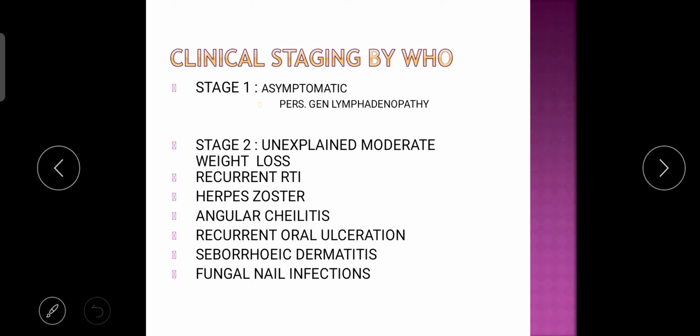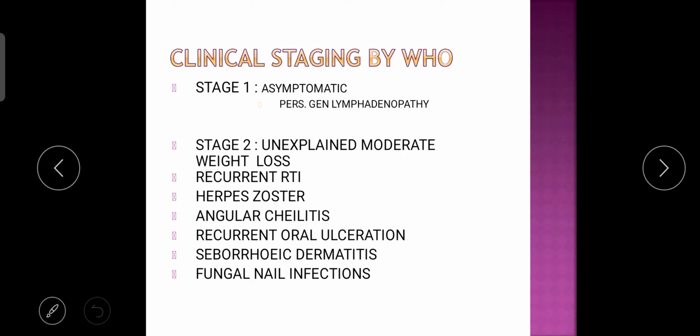Next we have the stages of HIV or AIDS according to the WHO, that is the World Health Organization. The first one is stage 1. In stage 1 it is asymptomatic, meaning there will be no symptoms. We can't see any symptoms in the first stage. When the person is affected with HIV, normally you will not be able to notice any symptoms.